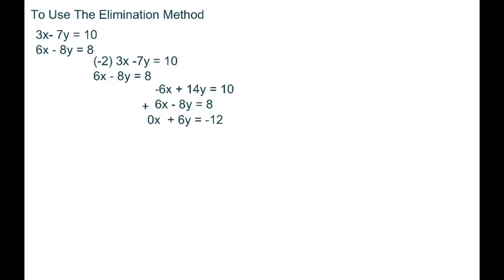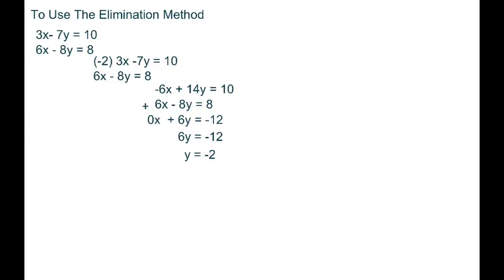So if we add them together, the x will cross out, so we have 0x plus 6y equals negative 12. But you don't really need the 0. So it'd really be 6y equals negative 12, as you can see at the very bottom there. So, how to solve for y? You divide both sides by 6. So if you divide by 6, you would end up getting y equals negative 2. So there's your step 2.